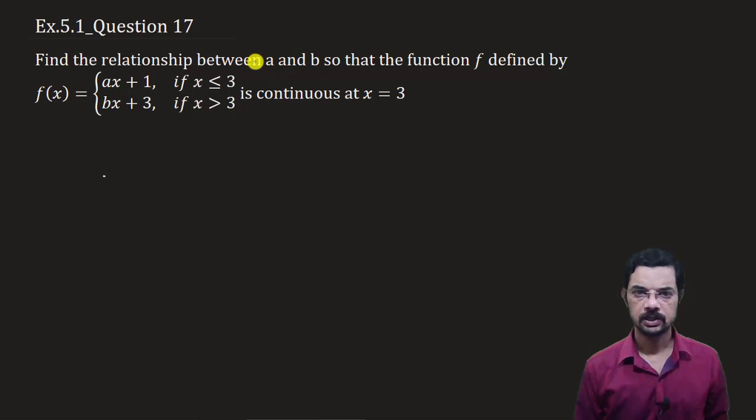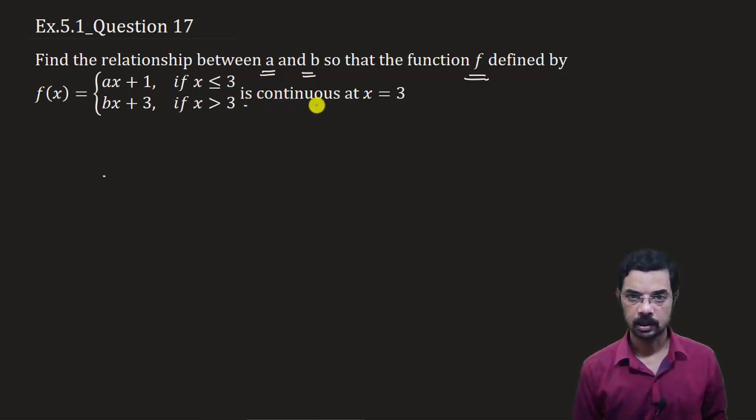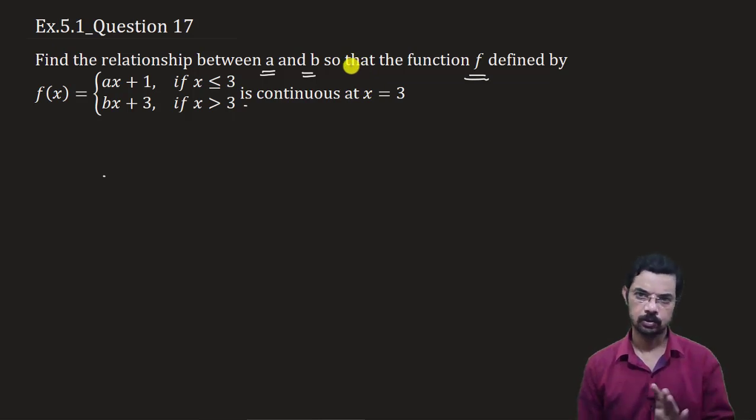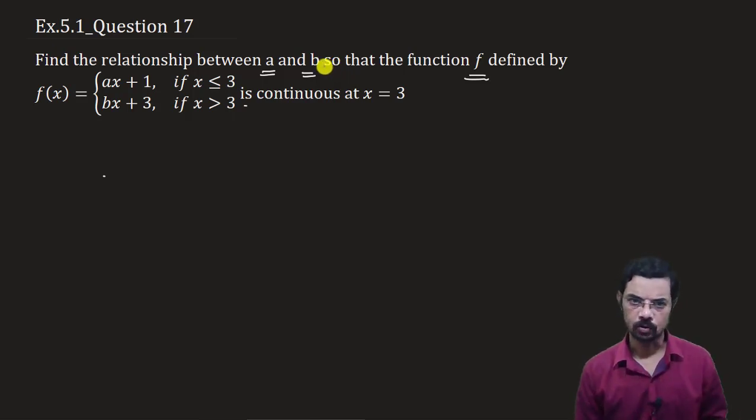Here, find the relationship between a and b so that the function f defined by f of x equal to ax plus 1 if x is less than or equal to 3, and bx plus 3 if x is greater than 3, is continuous at x equal to 3. Here it is given that the function is continuous at x equal to 3 and we need to find out the values of a and b.